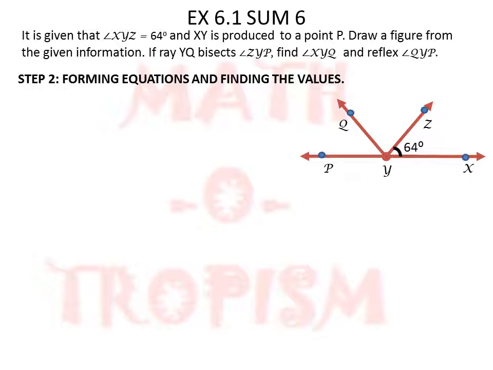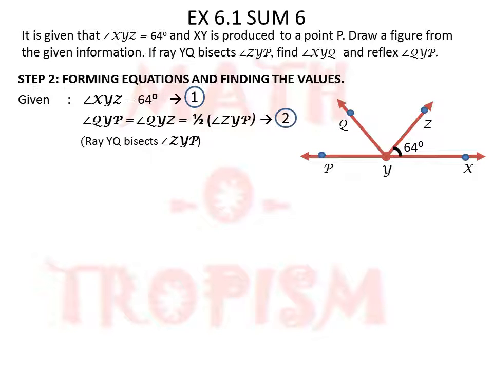So first we are taking what is given: angle XYZ is equal to 64, that is the first equation. Then also ray YQ is bisecting angle ZYP, meaning both angle ZYQ and angle QYP will be equal and both will be half of the angle ZYP. This is the second equation. Now we will continue with the solution.